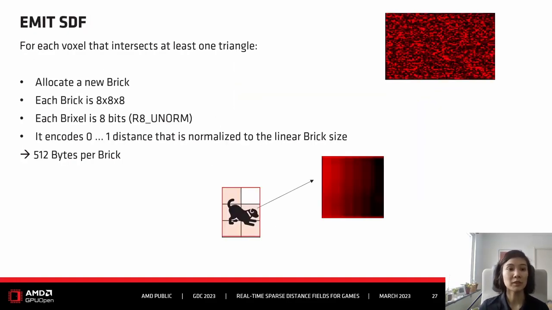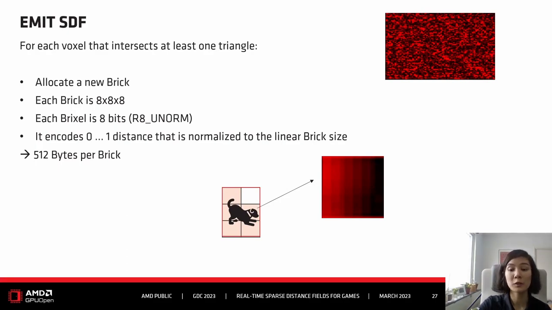For non-empty voxels, we allocate a new brick. Each brick is 8 by 8 by 8. Each pixel is 8 bits, and it encodes the distance between 0 and 1, normalized to the linear brick size. This is important when you read out the information. But yeah, each brick needs 512 bytes.